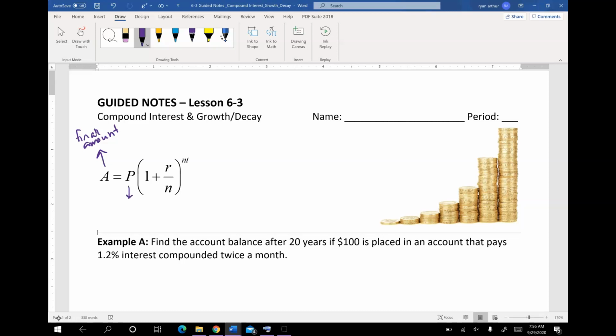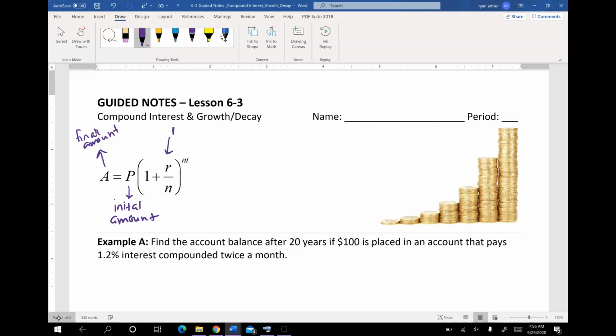P is what you start with. It's your initial amount, okay? It's what you put into the bank. It's the down payment you put on your house. It's the down payment you put on your car. It's whatever you start with money-wise, okay?